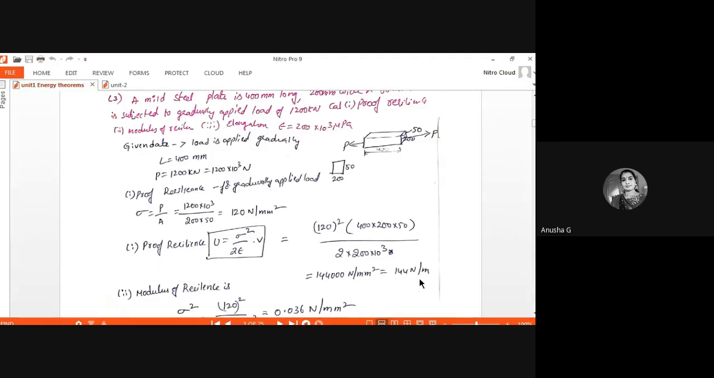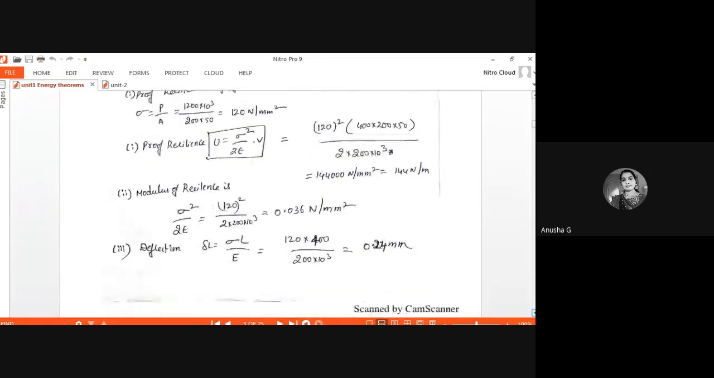న్యూటన్ డాష్ మీటర్, నాట్ పర్ మీటర్. ఎందుకు అంటే సిగ్మా అంటే ఏంటి, స్ట్రెస్ అంటే ఏంటి, న్యూటన్ పర్ mm స్క్వేర్ ఇంటూ అగైన్ mm క్యూబ్ అవుతుంది మనకు వాల్యూమ్ అంటే. mm స్క్వేర్ mm క్యూబ్ లో నుంచి క్యాన్సిల్ అయితే న్యూటన్ ఇంటూ mm, న్యూటన్ డాష్ mm, ఇట్ ఈస్ జౌల్. ఓకే, ప్రూఫ్ రెసిస్టెన్స్ ఇస్ 144 న్యూటన్ మీటర్.